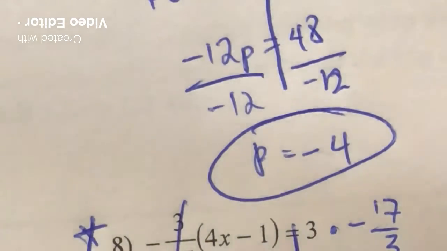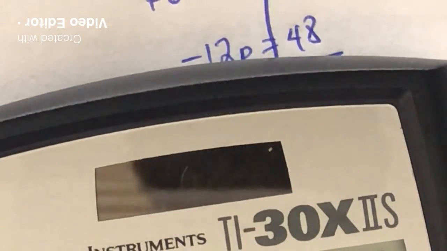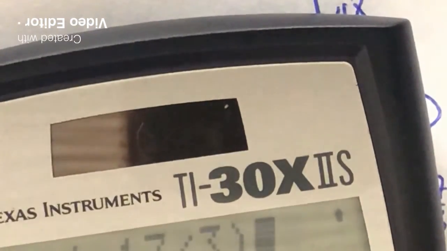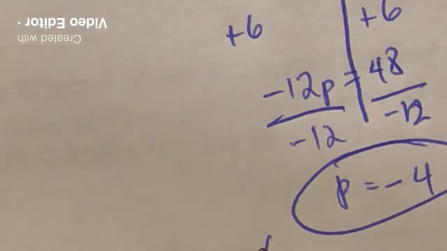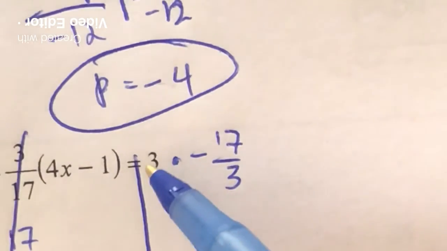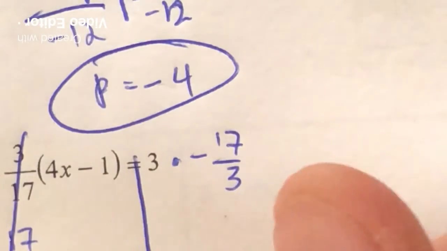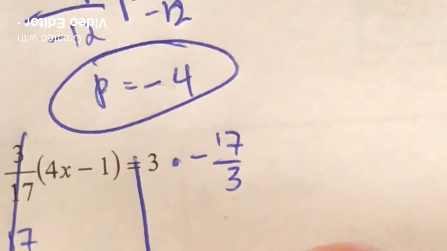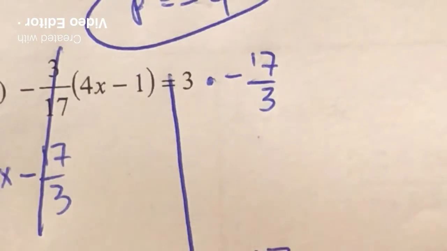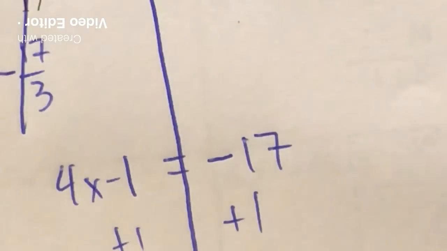4x minus 1 is equal to 3 times negative 17 divided by 3. Just like that, negative 17. Makes sense, because the 3's will cancel. Negative 17, and then plus 1, and then 4x is equal to negative 16, and so divide by 4, and x is equal to negative 4. That'll be it. All right, hope that helps.